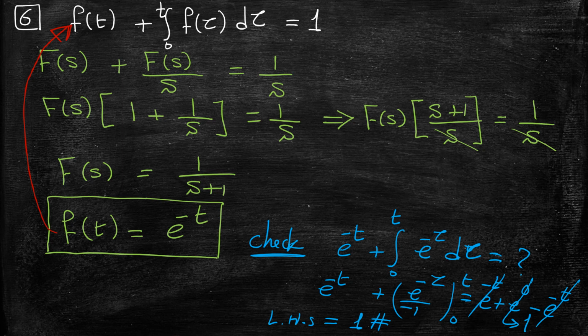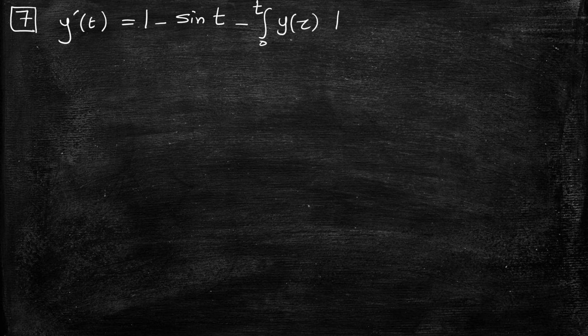So let's see another example for this integral and differential equation. Here we have example number 7. We need to solve the equation, which is y dash of t equal to 1 minus sine t. This is still a differential equation. And then the new term, integration from 0 to t of y of tau d tau. And given, according to this differential equation, we have the initial condition, which is y of 0 equal to 0.